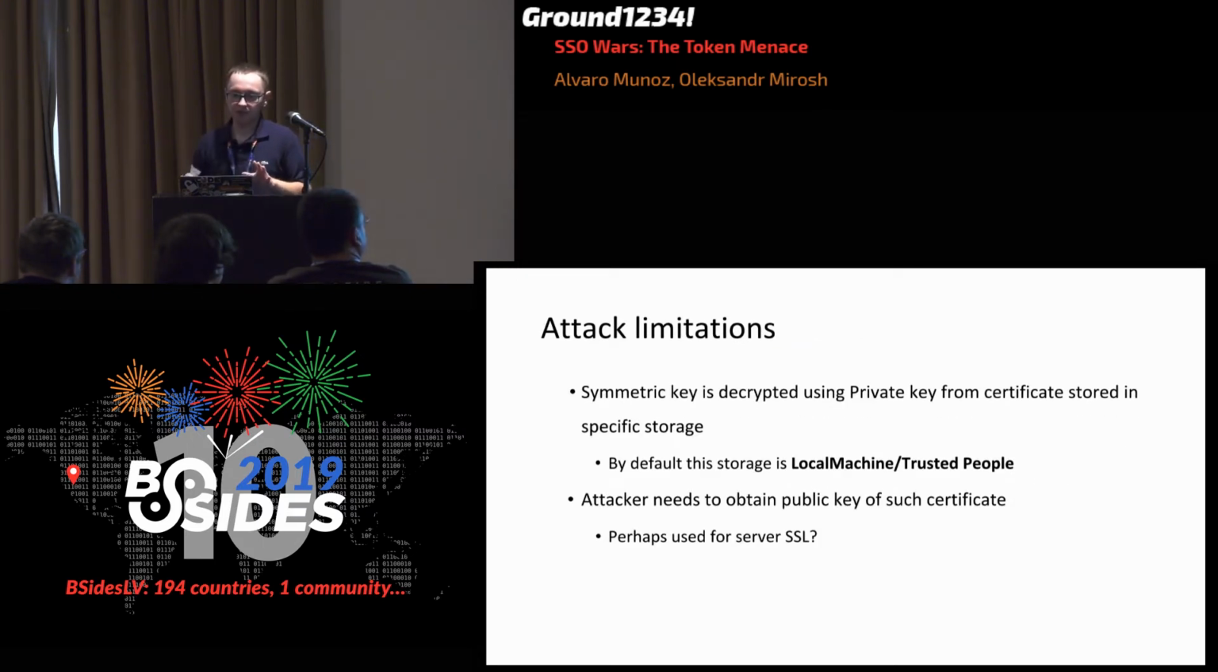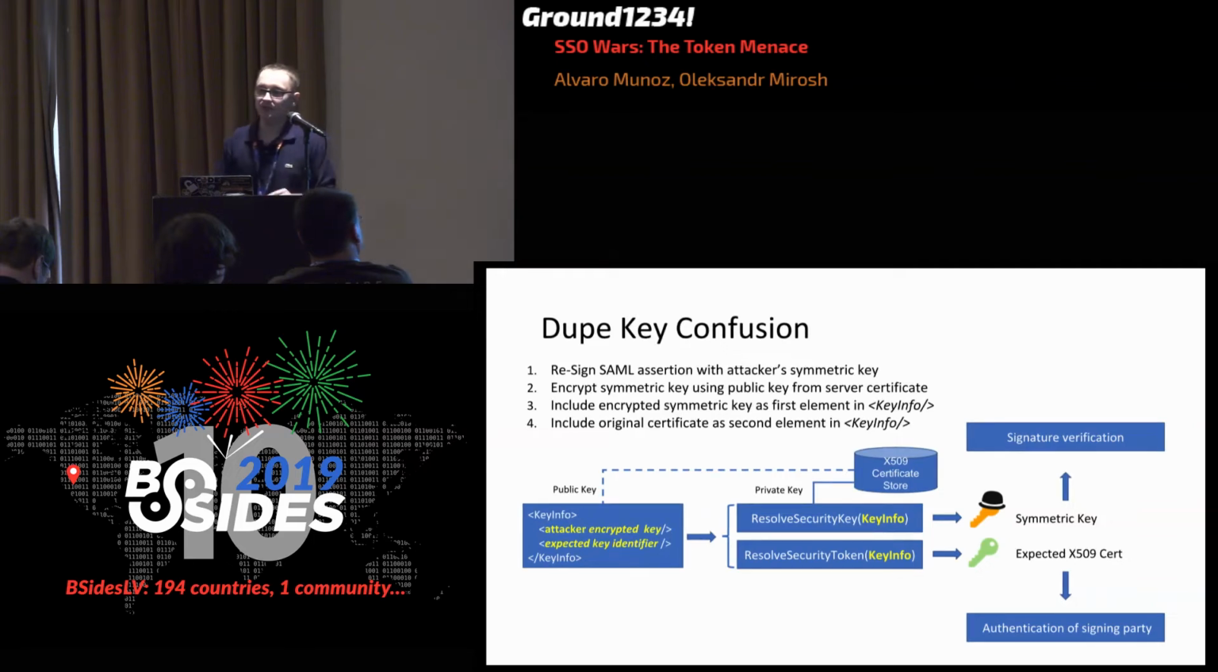Definitely this difference can be exploited, but here we have a couple of problems. To decrypt our symmetric key, the server needs to have a certificate with a private key in some specific certificate storage. By default, it's local machine trusted people. Also, the attacker would need to use the public key from this certificate to encrypt this key. And it is just a public key, so in many cases it is not a big problem. But if these requirements are met, we can perform our attack.